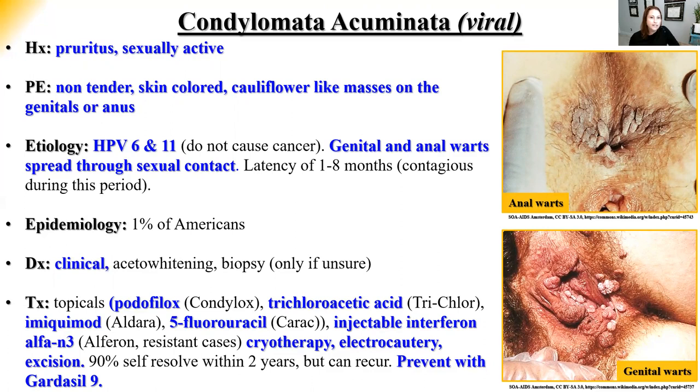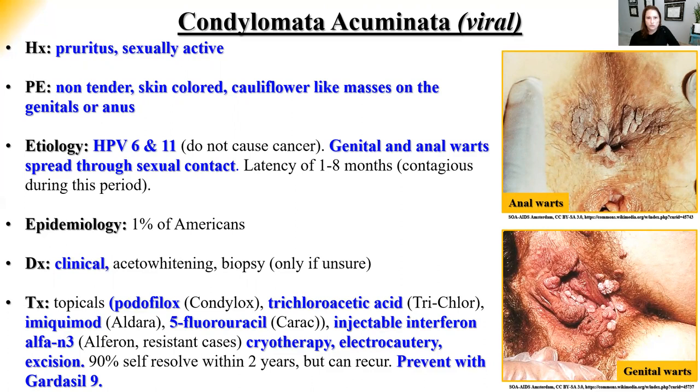contact. The latency for this disease is 1 to 8 months. And so the patients are contagious during this period. So it's highly spread. For this one, itching and sexual activity is something you should look for in the history. On physical exam, they may just give you this in the question because it's highly specific: non-tender, skin-colored, cauliflower-like masses on the genitals or on the anus.